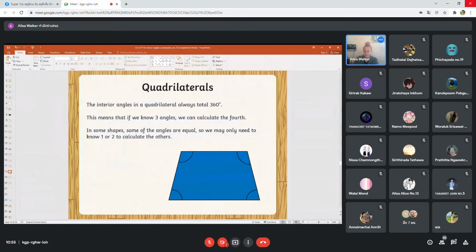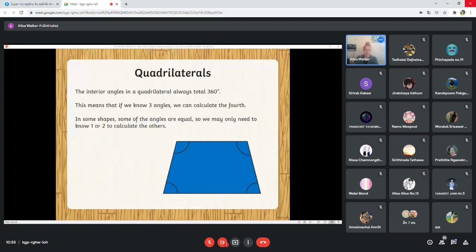Okay. And for quadrilaterals, remember that's a shape with 4 sides, like a square or rectangle. For quadrilaterals, the interior angles always total 360 degrees. Okay? Always add to 360 degrees. That means if you know 3 angles, you can work out the 4th. Okay?